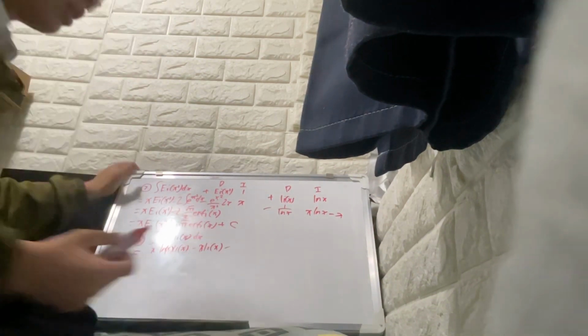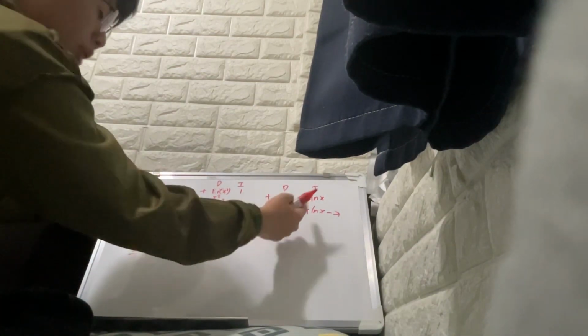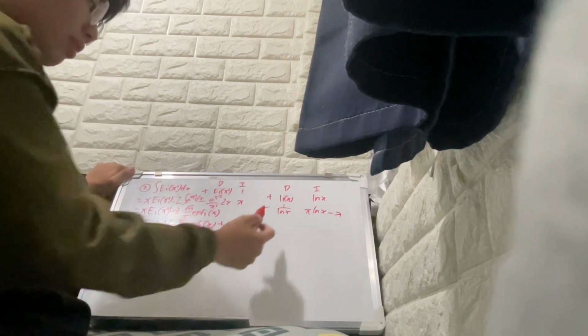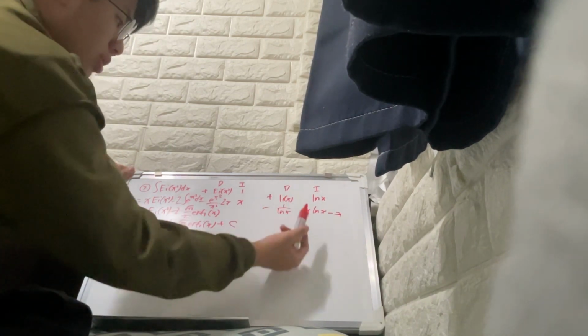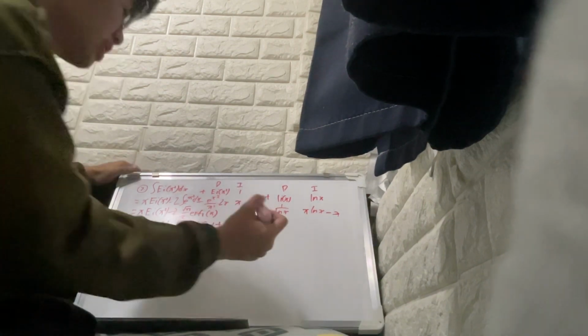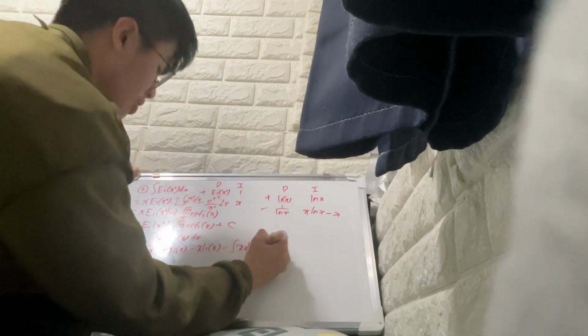And then we're going to multiply 1 over ln x by this inside. ln x and ln x cancel, so you will get the first part of the answer. First, let me split it into 2 integrals. The first one is easy: the integral of x.